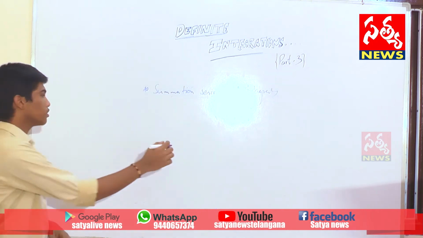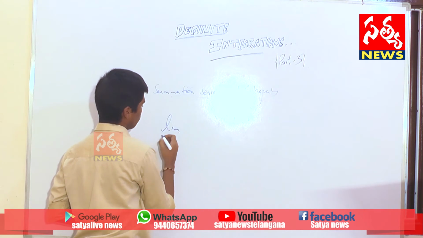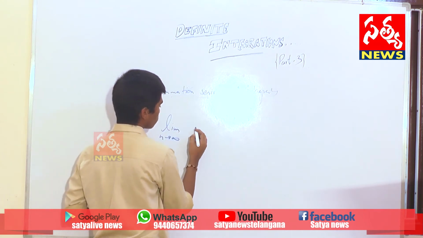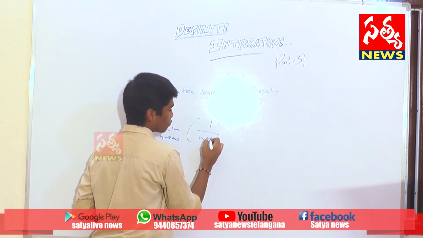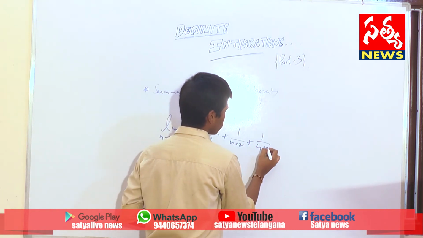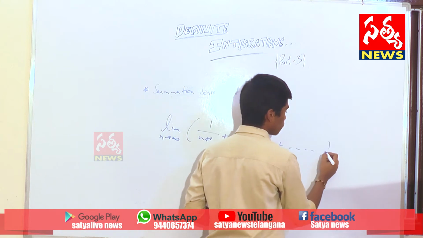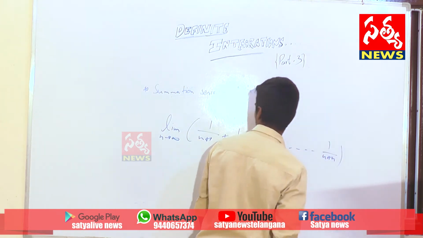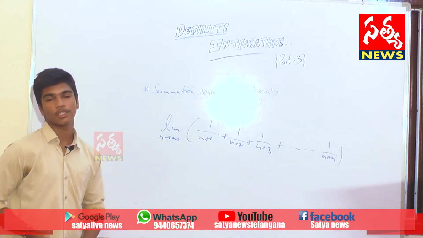Okay, now the problem is the limit as n tends to infinity of 1 by n plus 1, plus 1 by n plus 2, plus 1 by n plus 3, and so on, up to 1 by n plus n. This is a summation series, right?